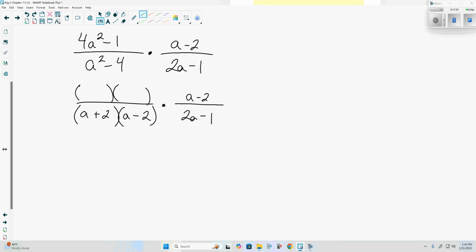I'll grade it with the other half in a minute. Now the top, 4a squared minus 1. If it's going to factor, it's going to be a difference of perfect squares, yes? So what times itself is 4a squared? 2a and 2a. And then 1 is 1 and 1.